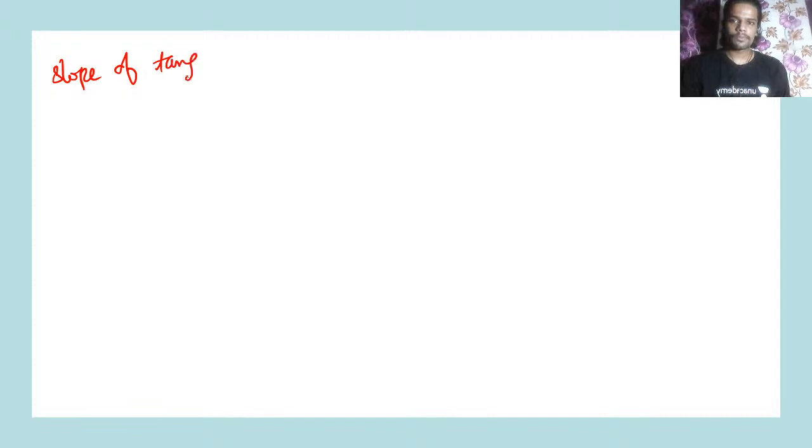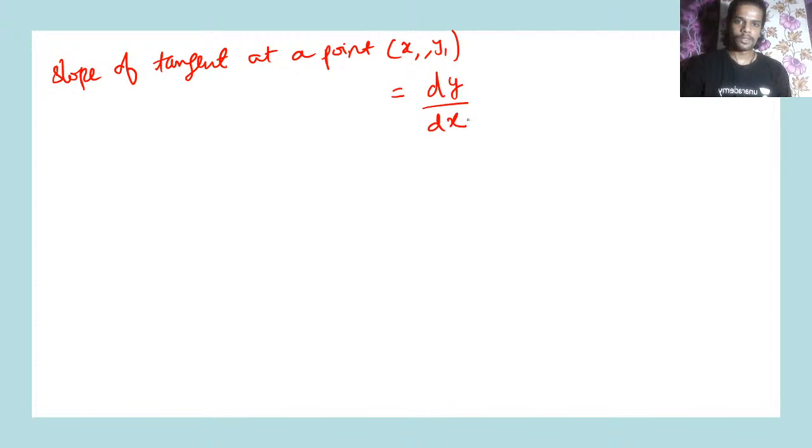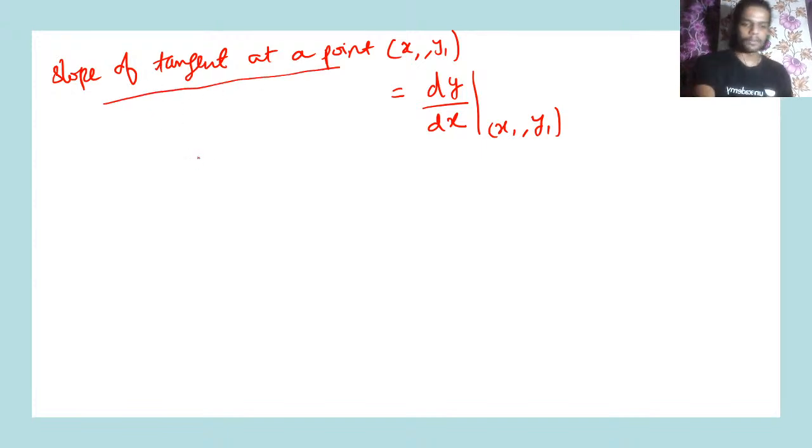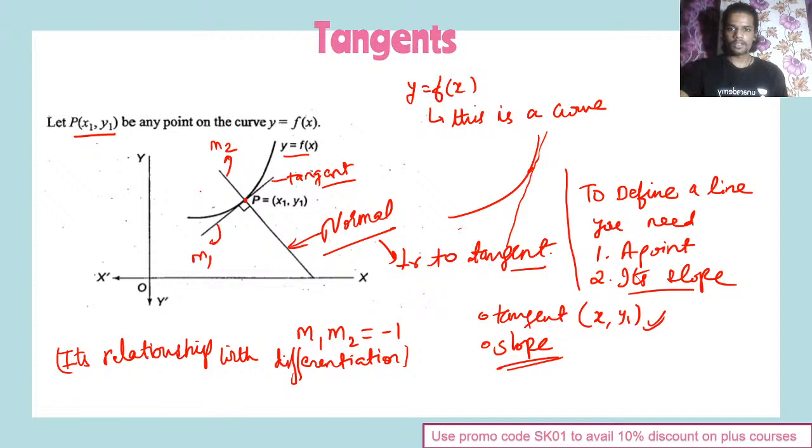As it turns out, the slope of tangent at a point x1 comma y1 is the derivative of the curve, and you calculate the value of derivative at x1 comma y1. This is the slope of tangent at a point. So for example, this is the tangent, and the tangent is drawn at a point x1 comma y1 which touches the graph.